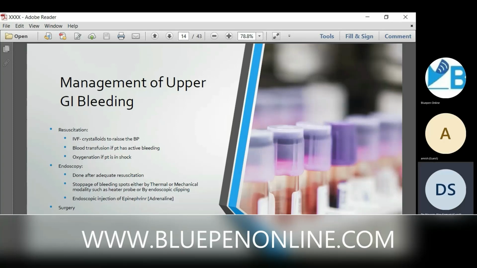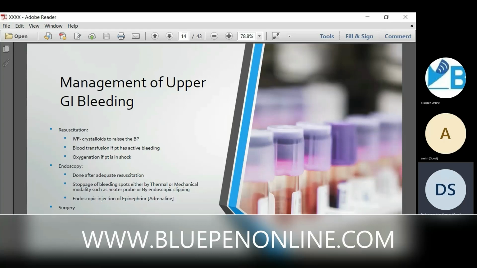Resuscitation, what do you do? We give IV fluids. Crystalloids are given to raise the BP. Then blood transfusion: bleeding means he needs a lot of blood, so we have to give blood transfusion if the patient has active bleeding. And oxygen, as with airway, if the patient is in shock. Once you have stabilized the patient, next you have to investigate.